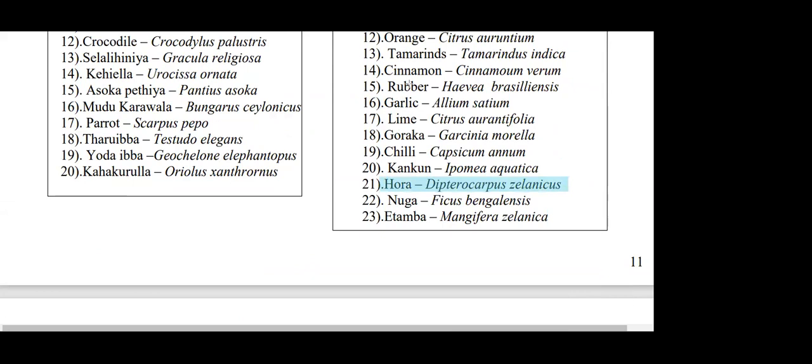Ceylon becomes zeylanicus because it's Latinized. Ceylon becomes zeylanicus or zeylanica. So that is right. Endemic plant to Sri Lanka. Endemic species. Dipterocarpus zeylanicus, endemic to Sri Lanka. Endemic plant to Sri Lanka, right? That's very important.